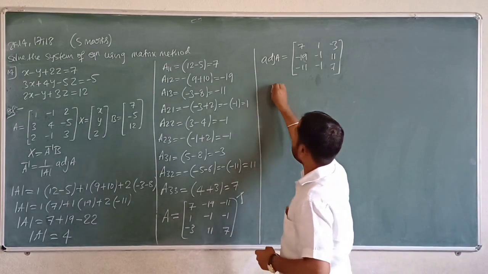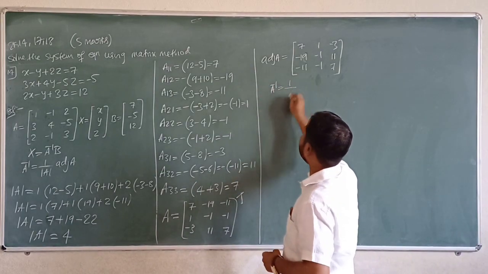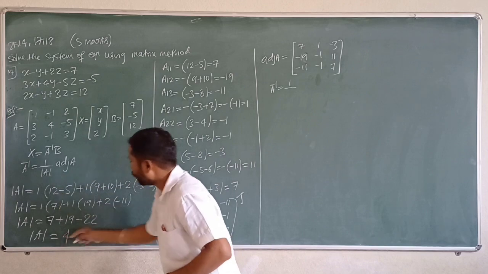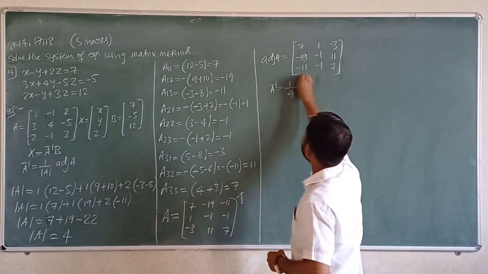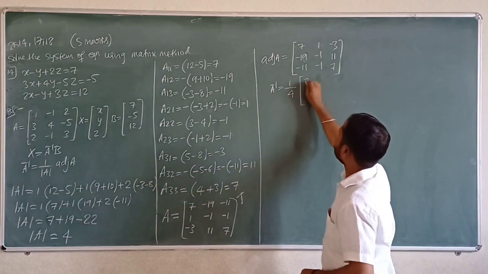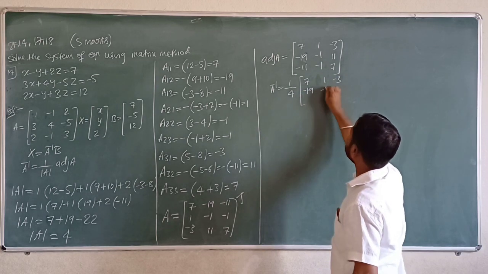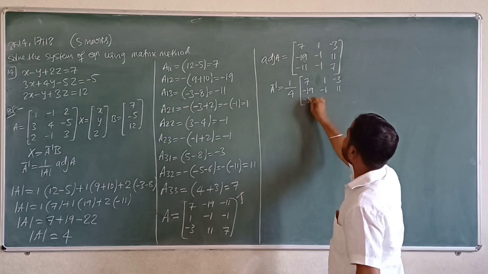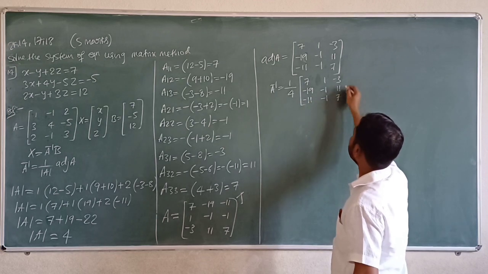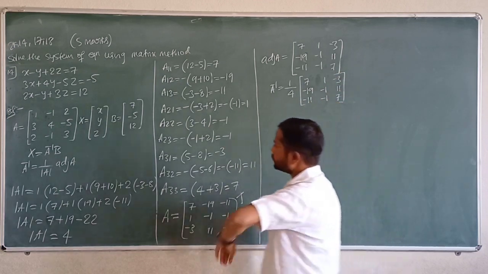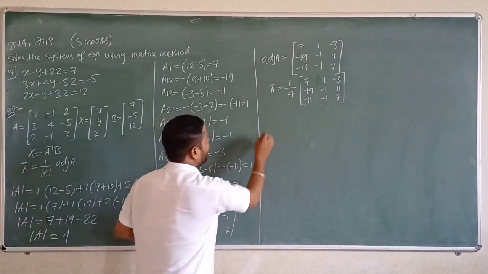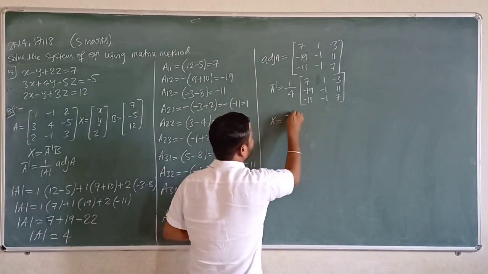Take up inverse formula here. A inverse is equals to 1 divided by determinant of A, 4, right, into adjoint of A, meaning same matrix only again. 7 1 minus 3, next minus 19 minus 1 11, next minus 11 minus 1 and it is 7 here.